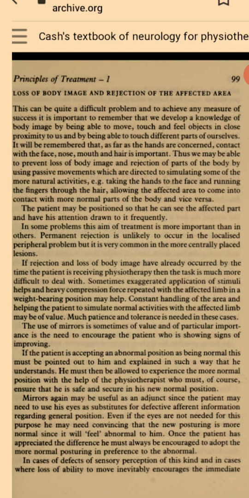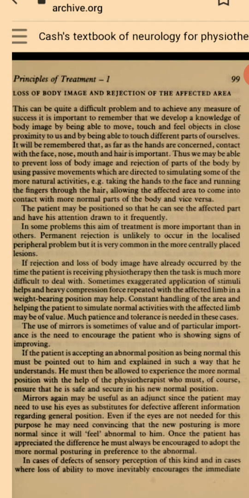Permanent rejection is unlikely to occur in the localized peripheral problems, but it is very common in the more centrally placed lesions. If rejection and loss of body image have already occurred by the time the patient is receiving physiotherapy, then the task is much more difficult to deal with. Sometimes exaggerated application of stimuli helps, and heavy compression force repeated with the affected limb in a weight bearing position may help. Constant handling of the area and helping the patient to stimulate normal activities with the affected limb may be of value. Much patience and tolerance is needed in these cases.